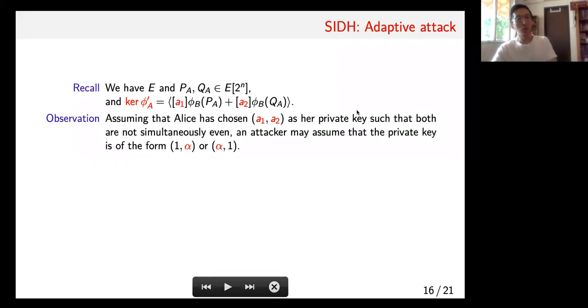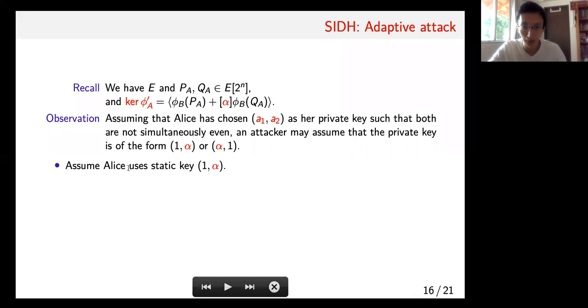The first observation that we make is that if Alice chooses A1, A2 as the private key, such that both are not simultaneously even, then an attacker may assume that the private key is of one of the following forms over here. And this is by just multiplying things by the modular inverse of A2 or A1.